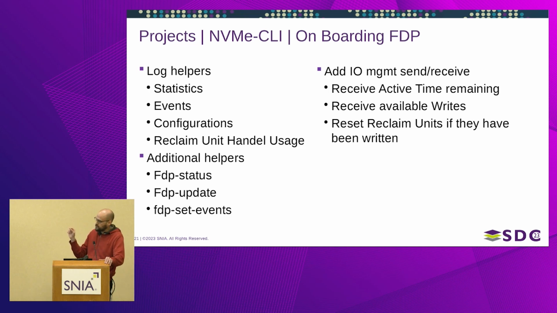There's additional helpers like FTP status, FTP update, and set events. The status is the relationship between the reclaim unit handle and the namespace. The update is a way to reset the reclaim unit. So if the reclaim unit is half written, you can say, please reset it, and then you'll get a new one that is not written at all. And the set events enables and disables the FTP events for the device.